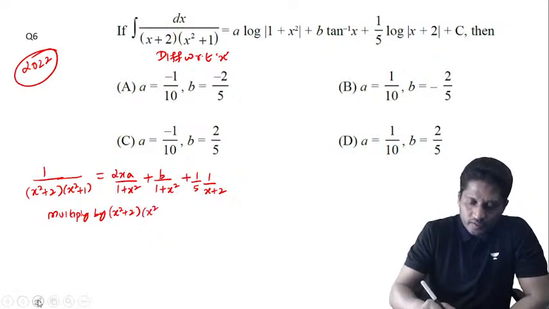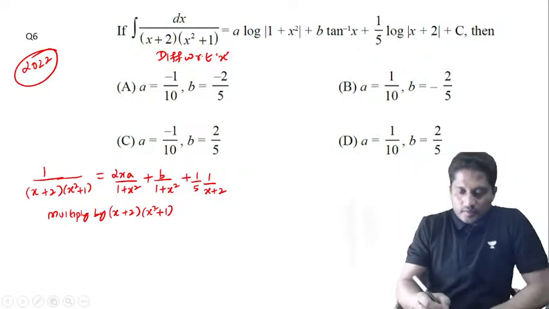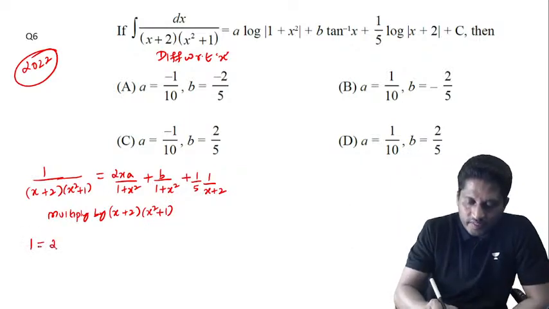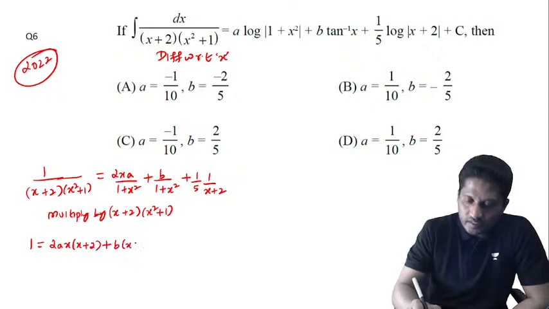Sorry, it is x plus 2, right? Multiply by x plus 2 into x square plus 1. So you get 1 is equal to 2ax into 1 into x plus 2 plus b into 1 plus x square will get cancelled. You get x plus 2 plus 1 upon 5. Then you get x square plus 1.